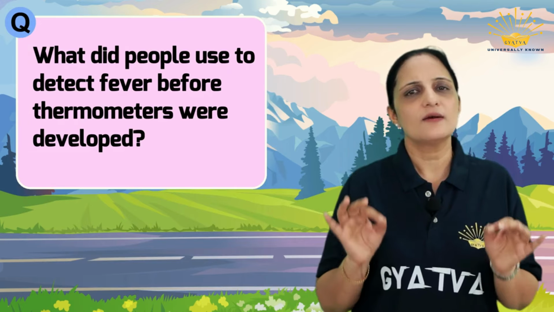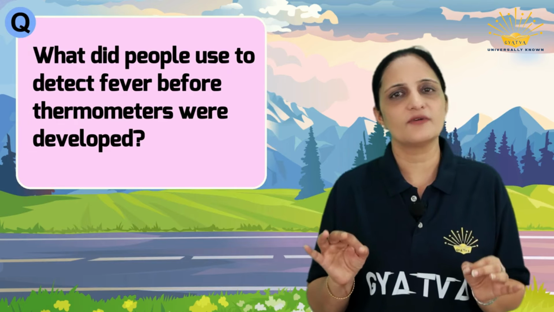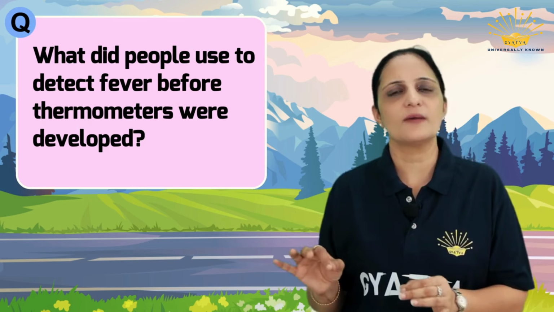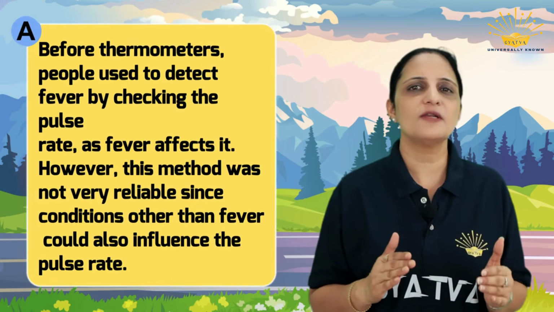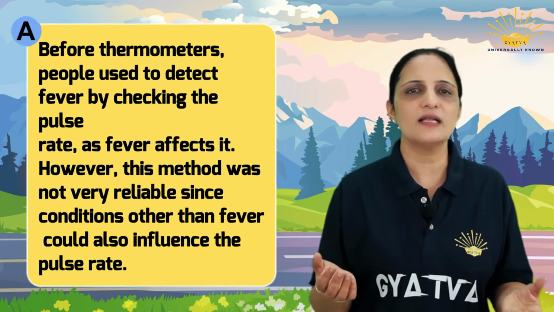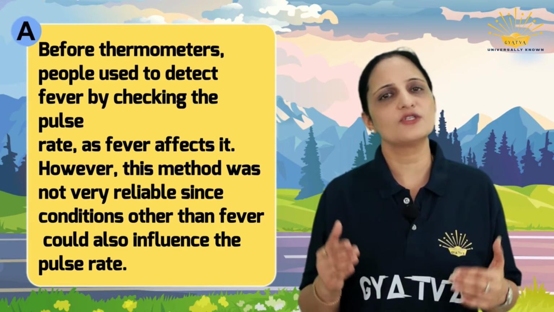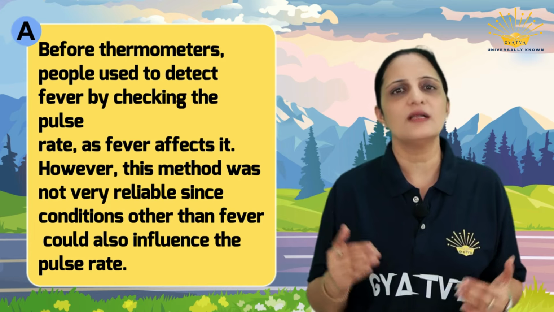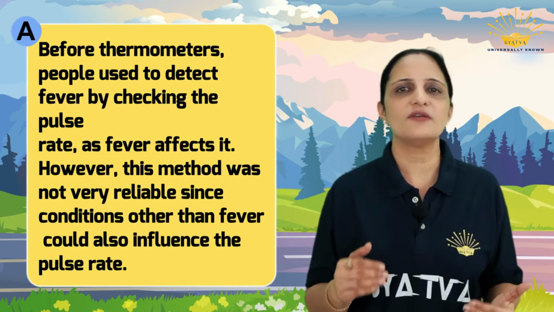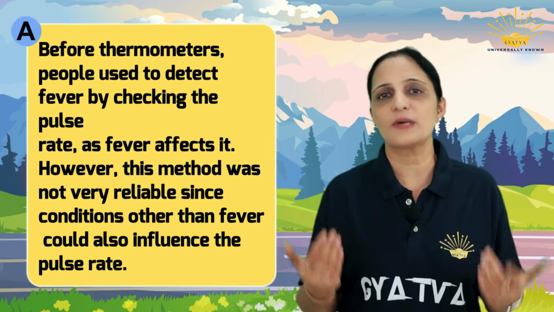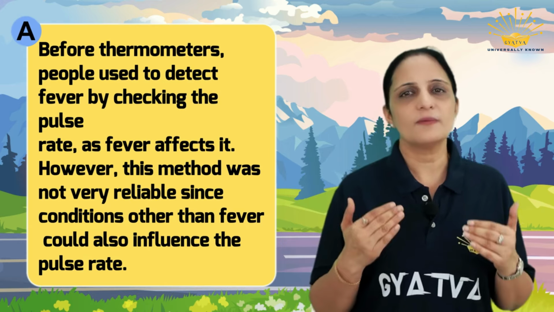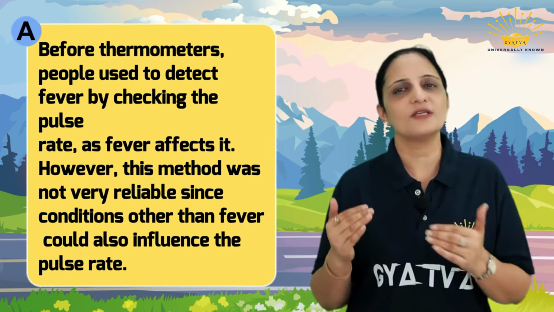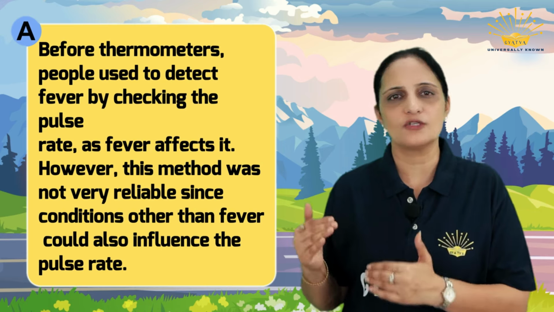Question number 12, what did people use to detect fever before thermometers were developed? Before thermometers, people used to detect fever by checking the pulse rate, as fever also affects it. However, this method was not at all reliable, since conditions other than fever could also influence one's pulse rate. So this led to the invention of thermometers.